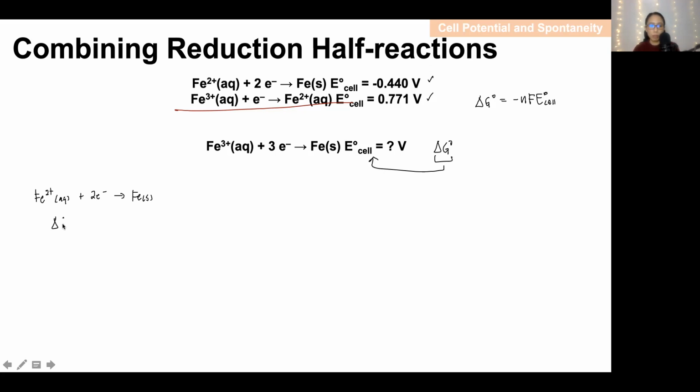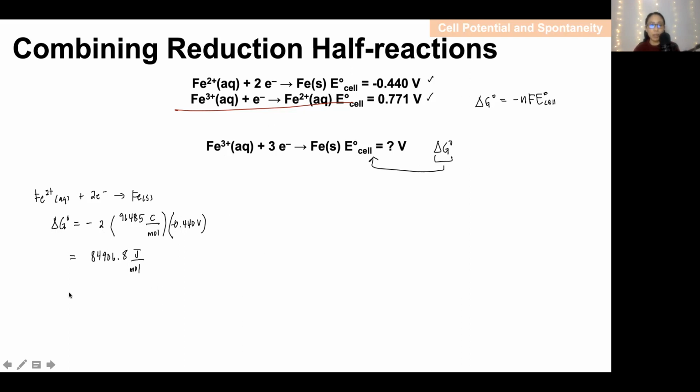So delta G naught for this reaction is negative 2 times Faraday's constant, 96,485 coulombs per mole, times the standard cell potential, negative 0.440 volt. So that is equal to 84,906.8 joule per mole. So we get a positive value because the standard cell potential is negative.